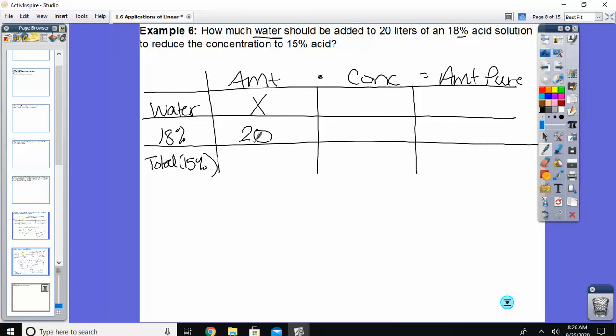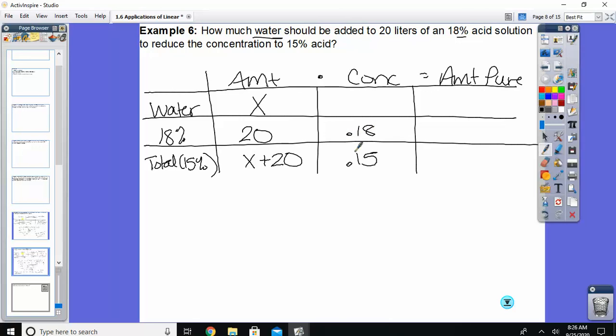To reduce the concentration to a 15%. So what would my total be here? X plus 20. Okay, 15%, that concentration would just be 0.15. 18% is 0.18. Water. Let's talk about that.